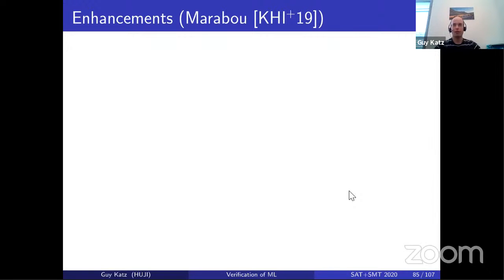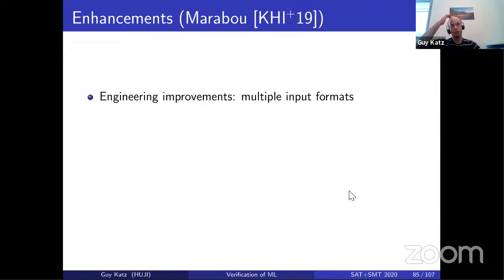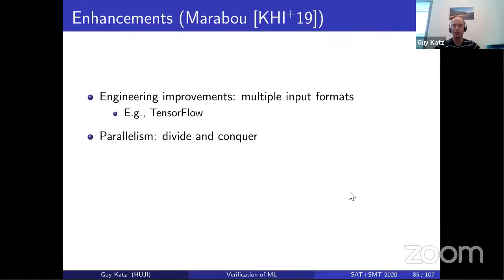So what are some of the other things that you can do? We want to improve even further. One of the things that obviously everybody is doing is engineering. We know this also from SAT solvers. Sometimes engineering tricks can have a huge impact on performance. So this is something that people are doing. We are also doing this as part of the Marabou tool, just doing engineering improvements.